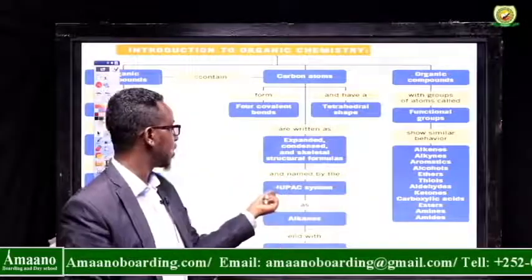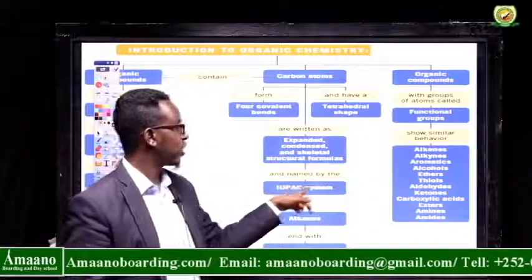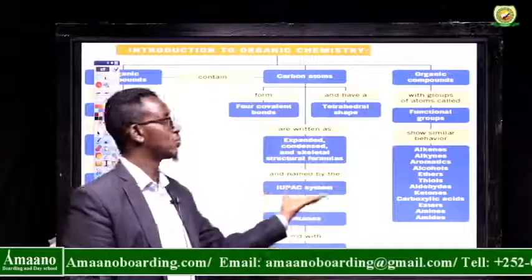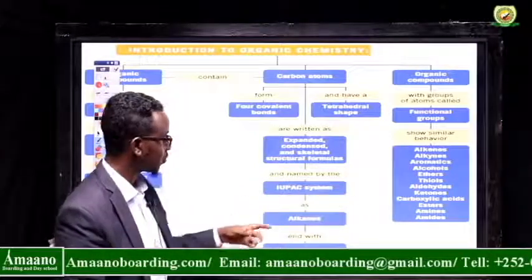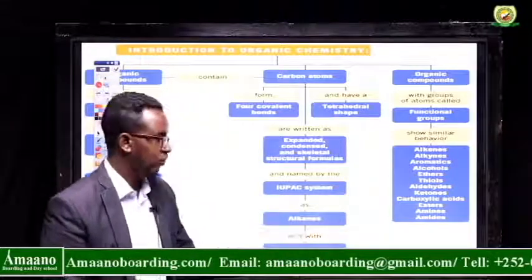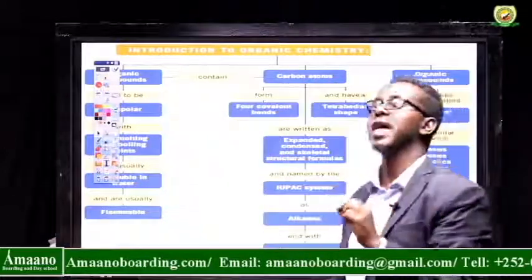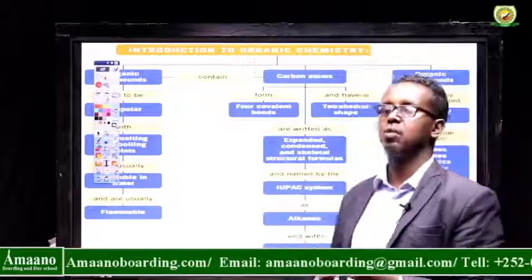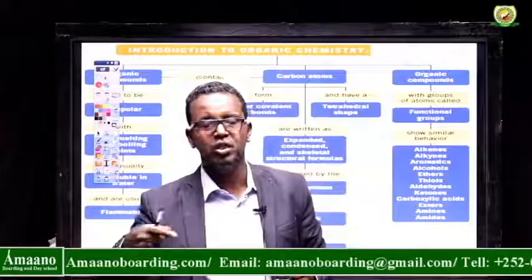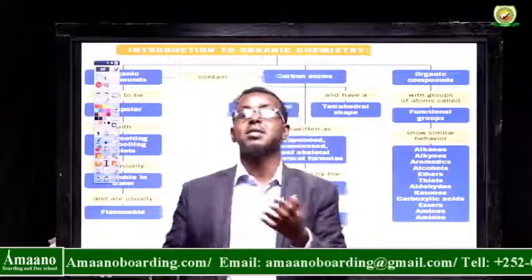We shall see the naming itself by using what we call the IUPAC system, International Union of Pure and Applied Chemistry. So we are using these rules. Alkanes end with ane. For example, alkenes should end with ene. The suffix should be ene. What about alcohol? It is ol. What about carboxylic acid? It is oic. What about ketone? It is one. What about aldehyde? It is al.